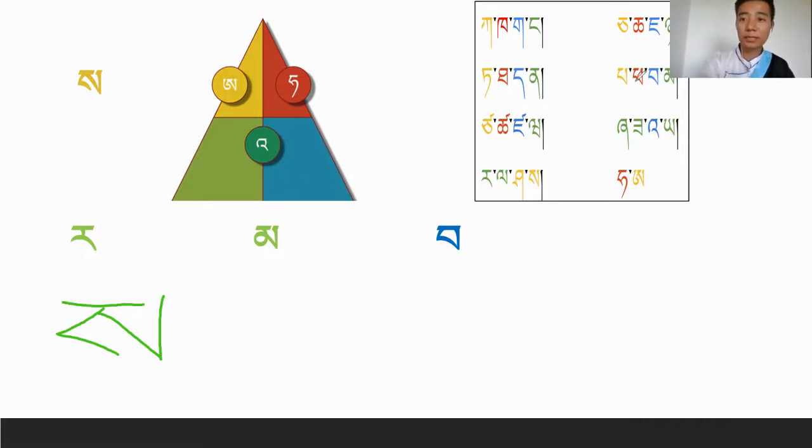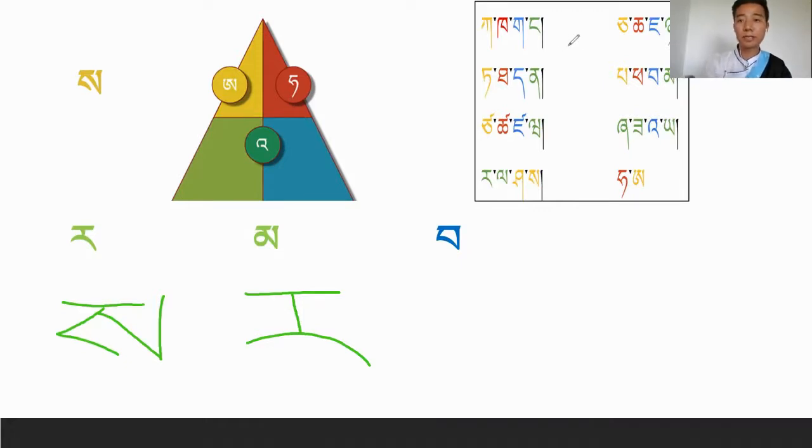The second one is ra, ra, ra. Ra is also written like this. How to write ra: three steps. Ra, ra.